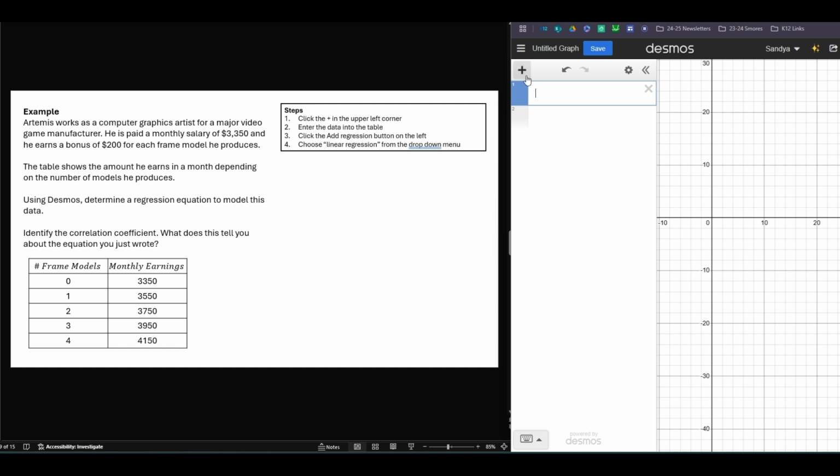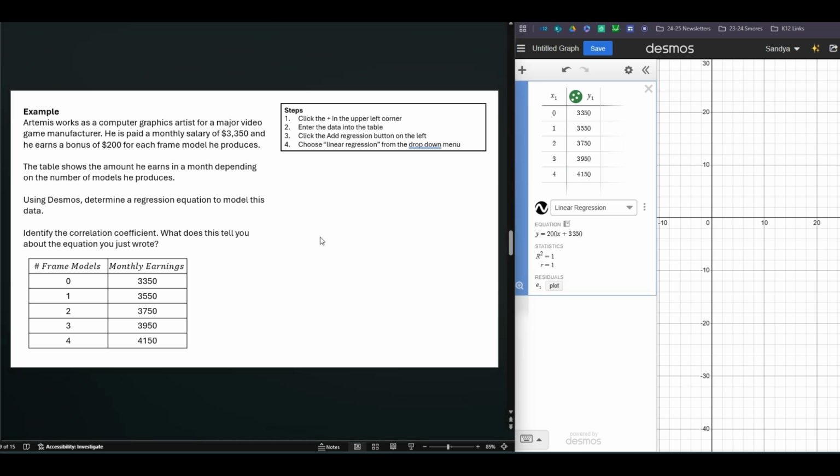Okay, let's type in all our values. Once again, go to plus and then table, and then let's type this all in. Now we're going to click add regression and do our linear regression. It tells us the equation is y equals 200x plus 3350, and the r value is equal to 1. So that means this line is going to be a perfect fit for our data.